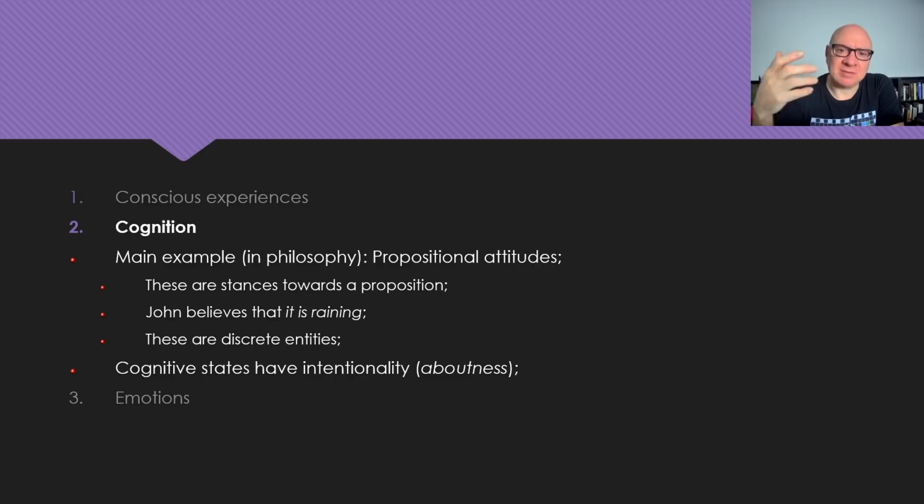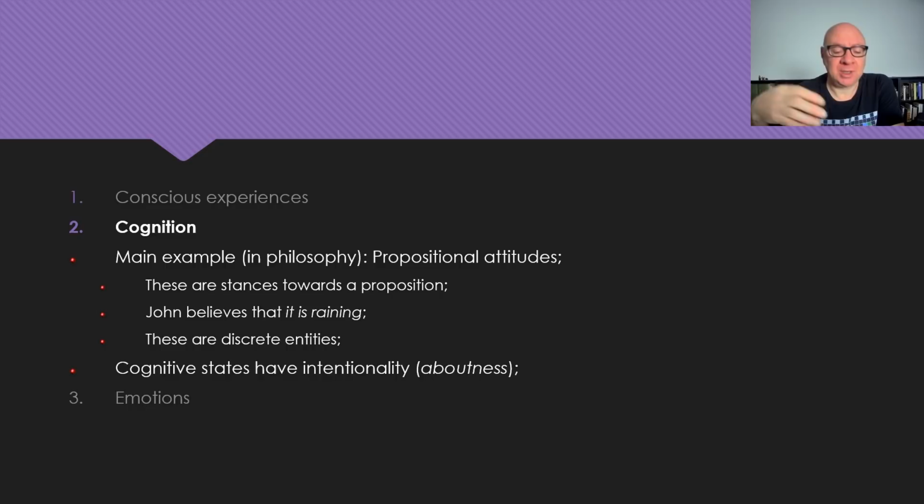So you have a sentence like the sentence, it's raining, and that means something. It means the same as a sentence, het regent, or es regnet in Dutch and German. So those three sentences express the same proposition, they express the same meaning. And you can believe that, and that's a different stance from that you hope that it's raining, or that you know that it's raining. So those are three different attitudes, three different stances you can have towards the proposition.